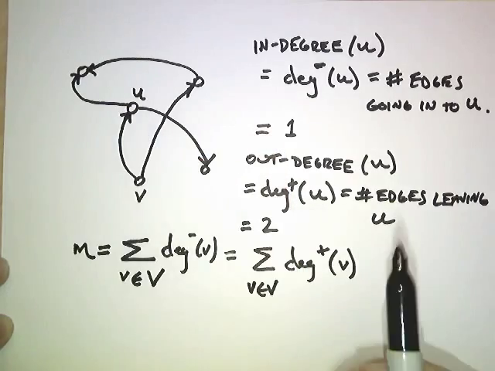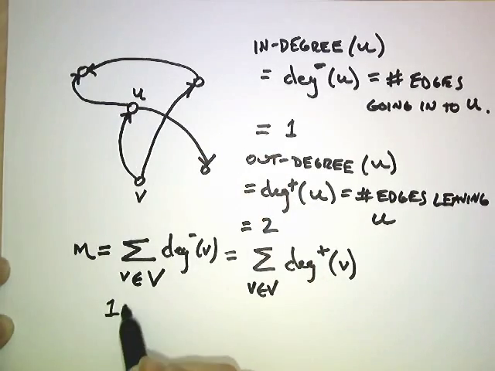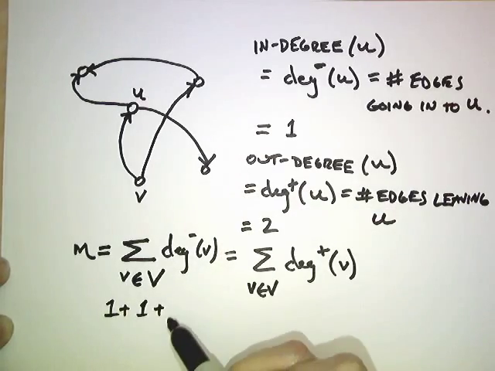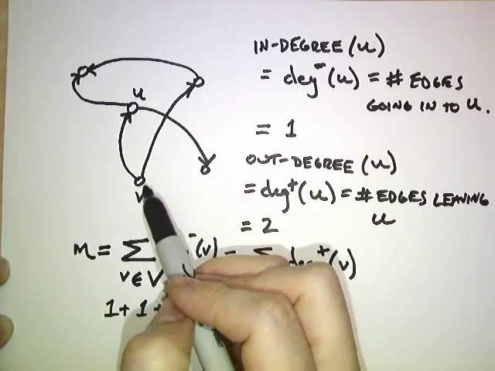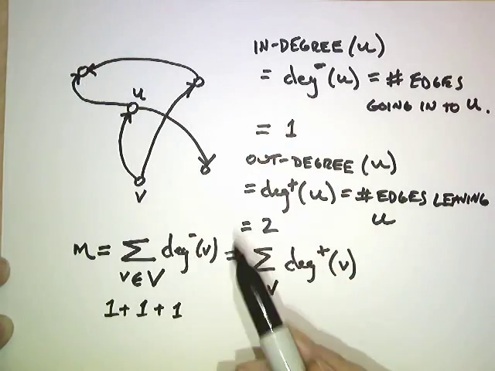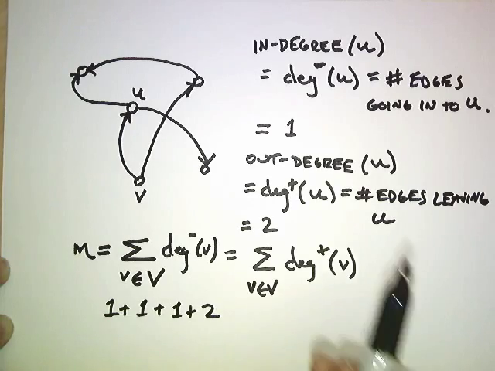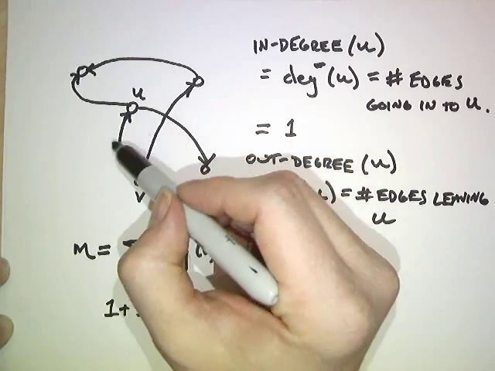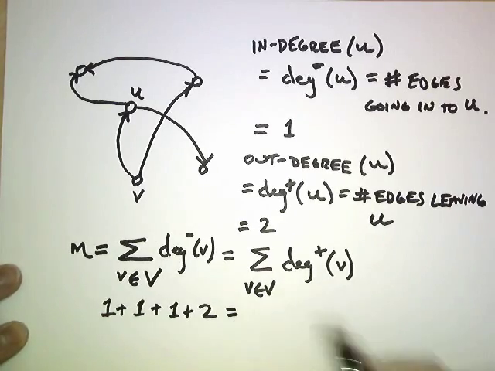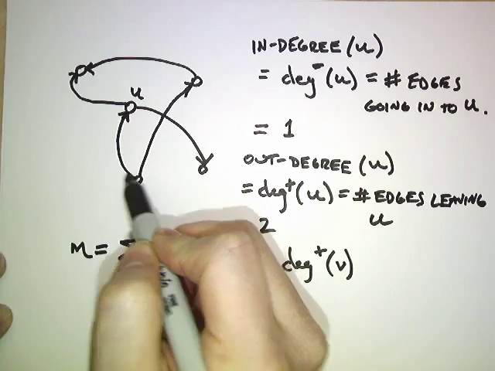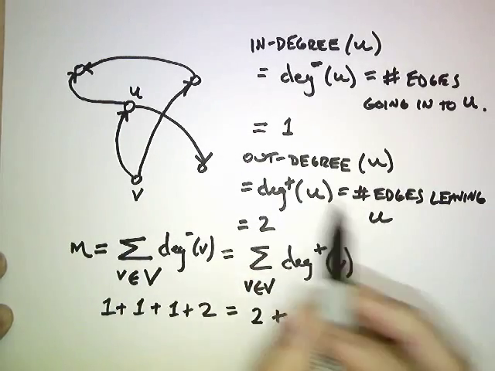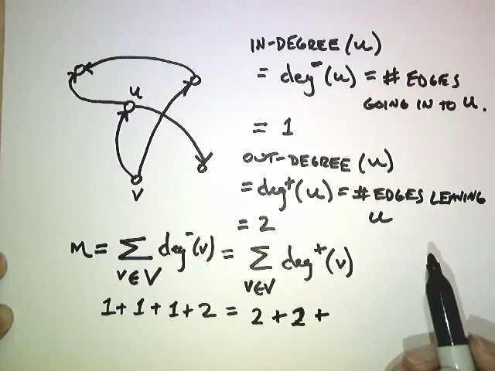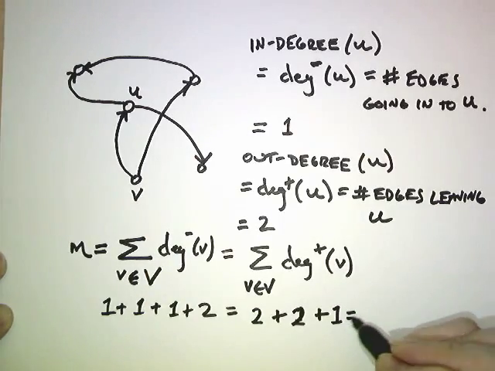So let's see, U's in degree is 1, plus the in degree of this vertex is 1, plus the in degree of this vertex is 1. The in degree of V is 0. The in degree of this vertex is 2. So we get 1, 3, 5 edges, and you'll see we have 1, 2, 3, 4, 5 edges in the graph. Or count the out degree. So this vertex has out degree 1, 2, plus 2 for U, and the out degree of this vertex is 1. So again, we get 5.